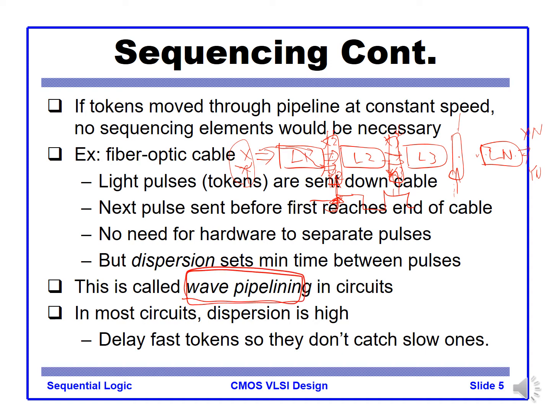The data changes, ripple through the combinational logic, and then you will see it at the output. But in reality, we cannot guarantee such data arrival times are all the same. So we don't use wave pipelining. Instead, we use sequencing, so we add the sequential element.